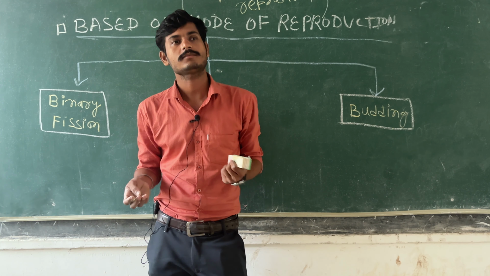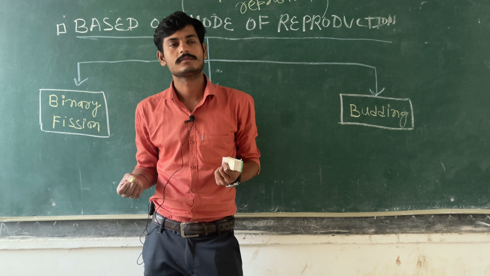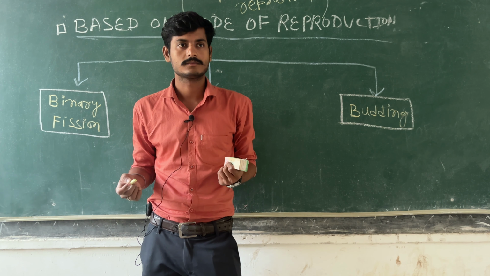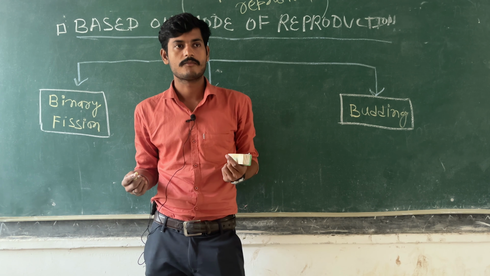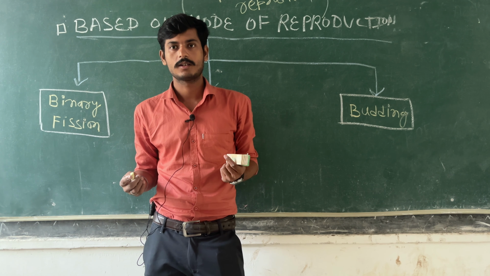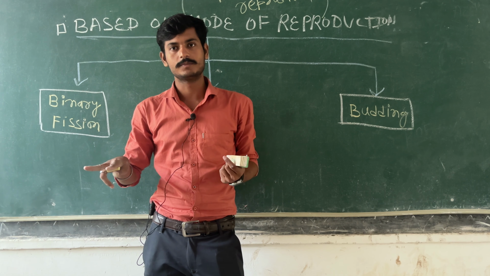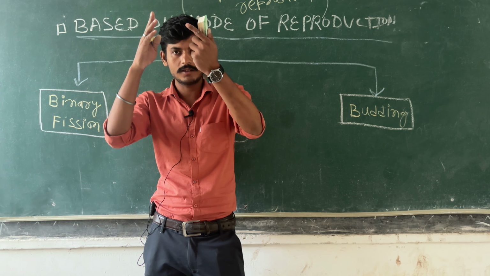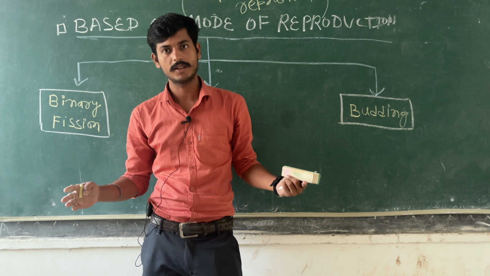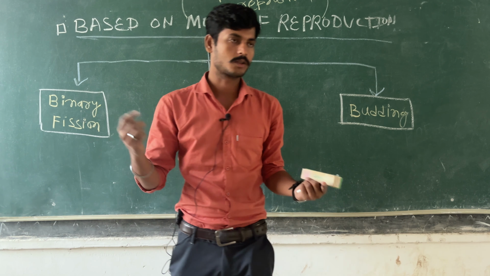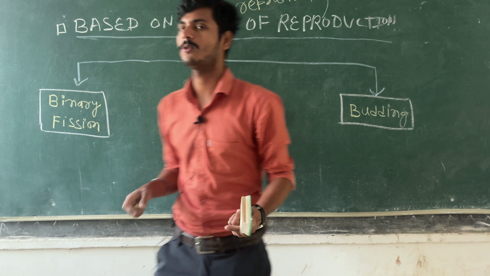Binary fission means one parent cell divides into two daughter cells. From one, two daughter cells will form. Good, very good. Then what is spore formation?